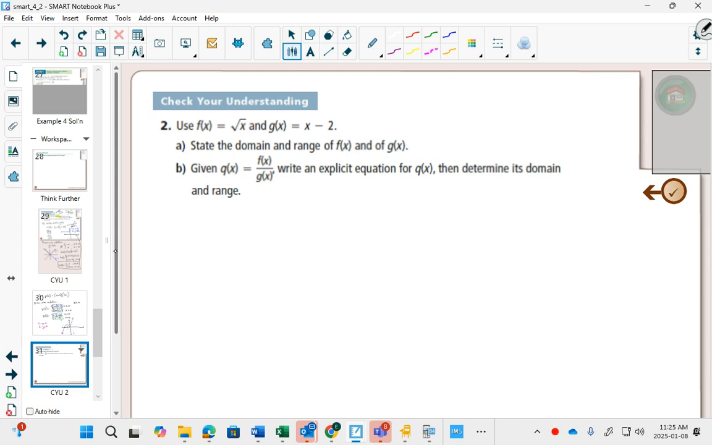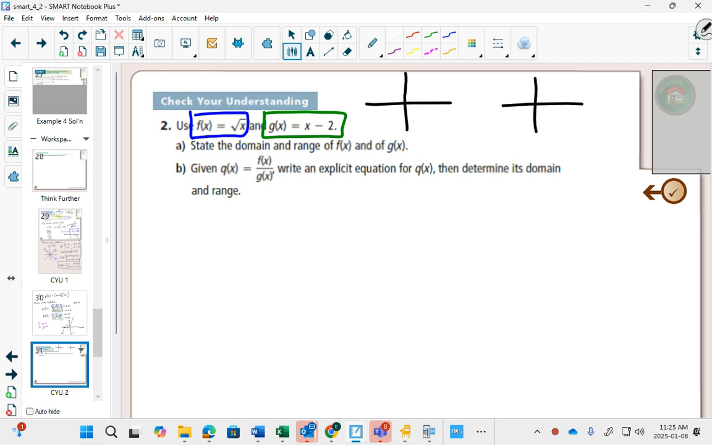Use f of x as the square root of x, and g of x is x minus 2. So if I think about those and I color code them, this one blue, this one in green. Square root of x, I know what that graph looks like. X minus 2, I know what that graph looks like. Domain and range for each of these.